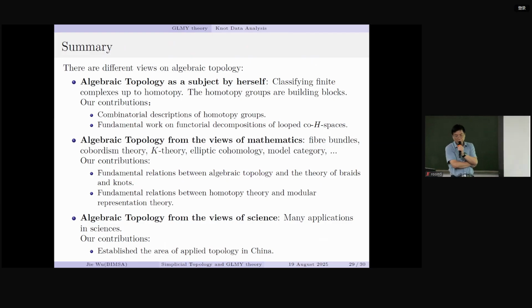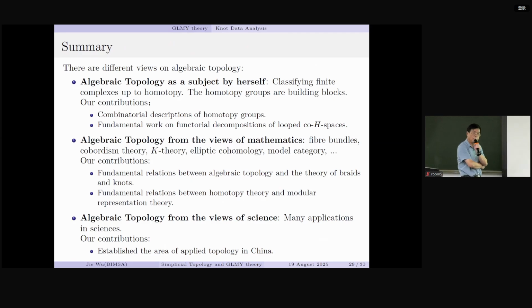Second, algebraic topology can be viewed within mathematics, going beyond algebraic topology itself. Fiber bundles, cobordisms, K-theory and many other things are important in geometry. In this part, we try to set up fundamental connections that will be important for interdisciplinary research between different areas. We set up fundamental relations between algebraic topology and the theory of braids and knots. We give a homotopy aspect of knot theory, and connect homotopy theory and modular representation.